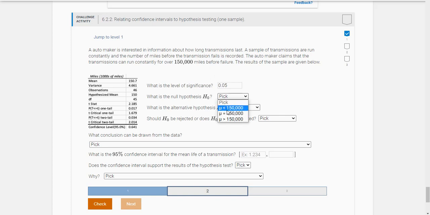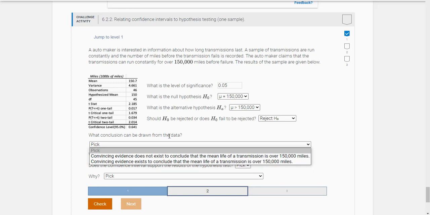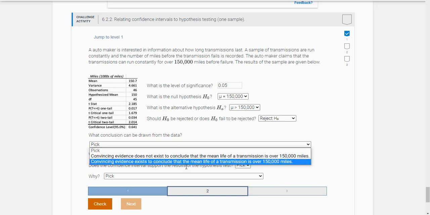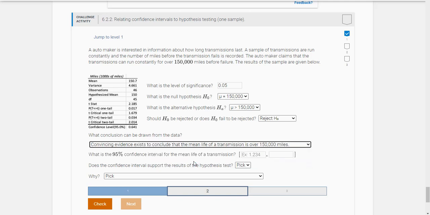What is the null hypothesis? The null is always a statement of equality, and what we're looking to show evidence for is that the mean should be greater than 150,000 miles. Should H0, the null, be rejected, or does it fail to be rejected? In this case you're going to reject it, because your p-value for the one-tailed test is less than the level of significance. What conclusion can you make? Convincing evidence exists to conclude that the mean life of a transmission is over 150,000 miles. So that's good.